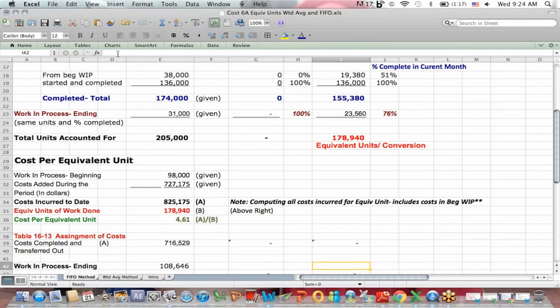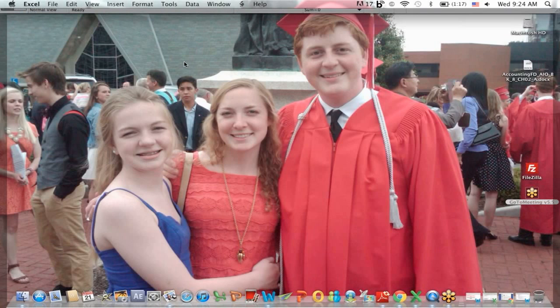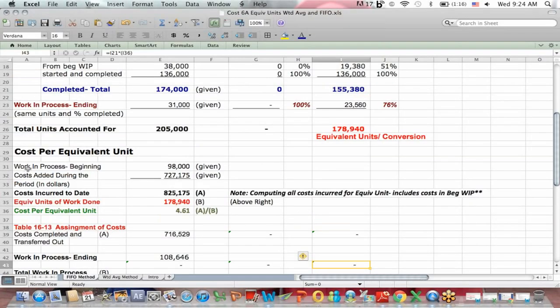The next thing I do is assign the cost. So I'm given work in process beginning. I'm given that cost number. I'm given costs added during production. I get a total cost incurred to date, 825,175.